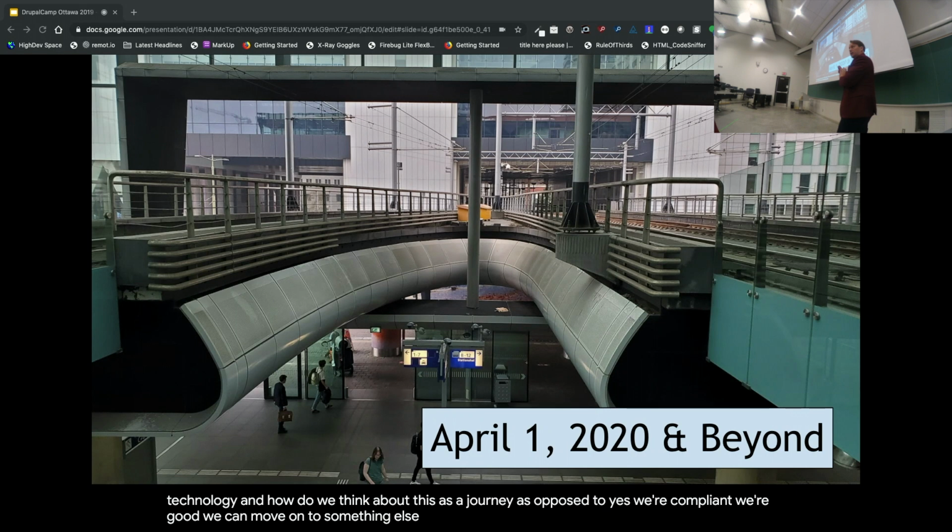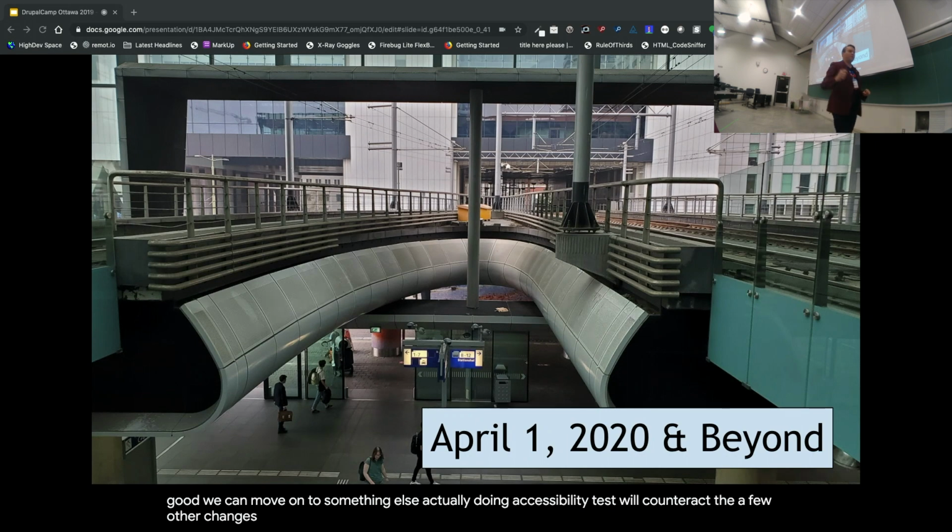So getting back to the Accessible Canada Act, there's a few other changes. One, it will come into effect for the first time on April 1st. Why April Fools? Just because that's the government of Canada.